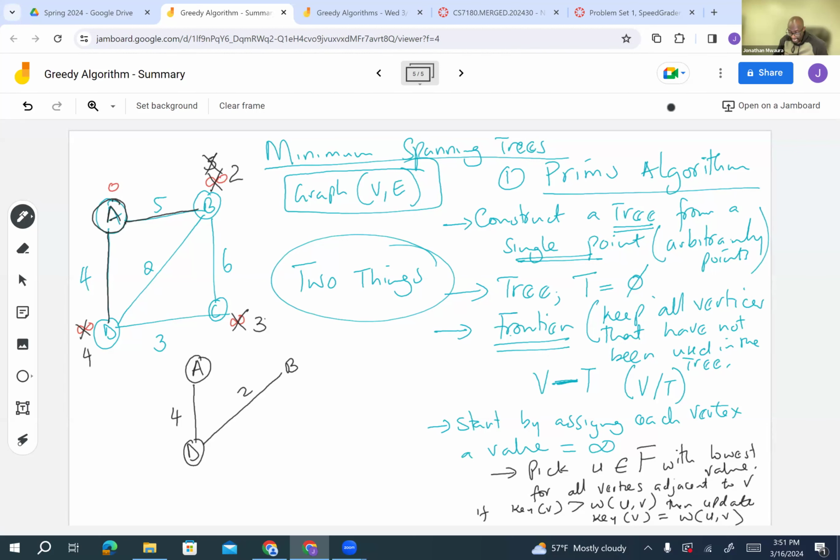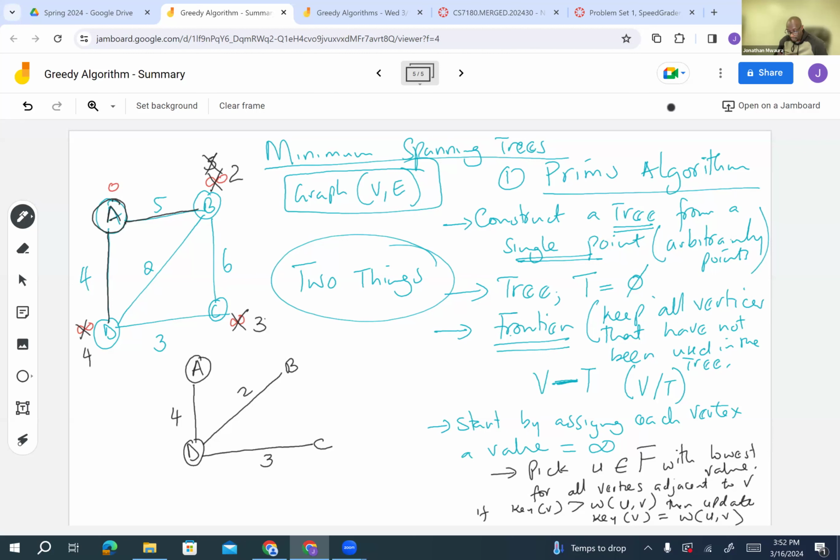Now, B is already added in and essentially popped out from the frontier. And then from B, we want to update the other values. Now D is already in the tree, we can't go back there. A is already in the tree, we can't go back there. So the only thing remaining is C. From B to C is 6. 6 is bigger than 3, so we cannot relax that edge. So we are going to pick the value from D to C, which gives us the value of 3.